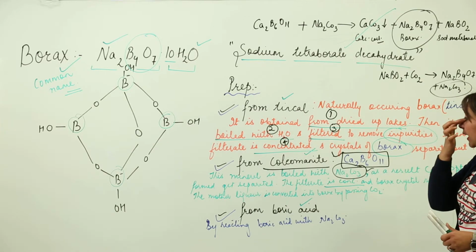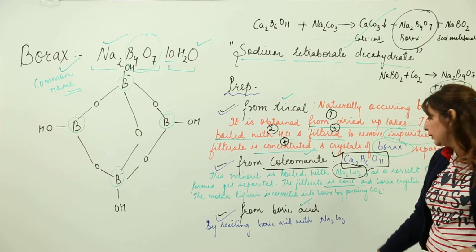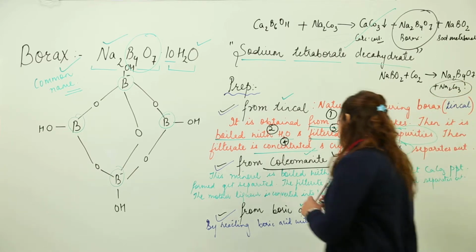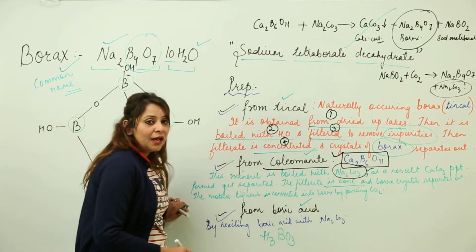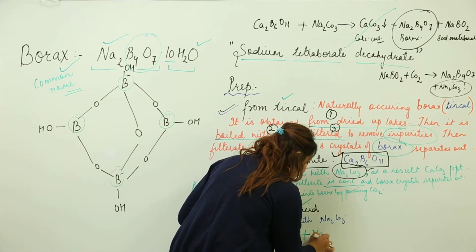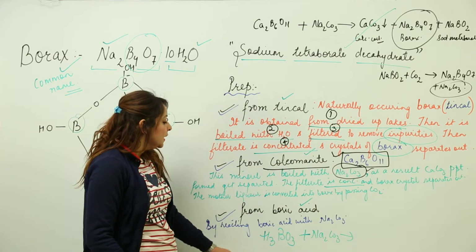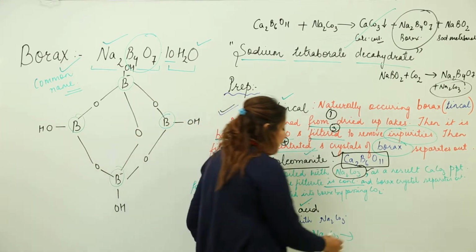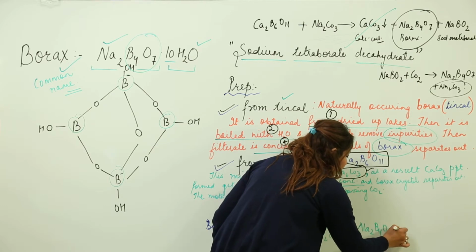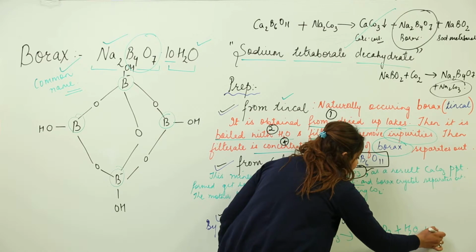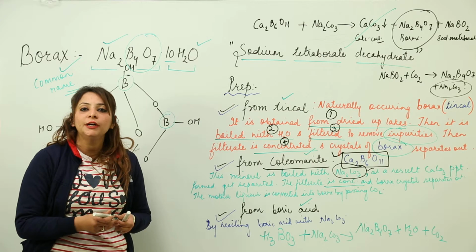In the third method, we can prepare borax from boric acid. How? You take boric acid, and we know that boric acid is H3BO3, right? We add sodium carbonate to it, mix them, and heat them a little. Then they react, and as a result, crystals of borax are formed, along with water and carbon dioxide. This is what happens when you react sodium carbonate with boric acid.